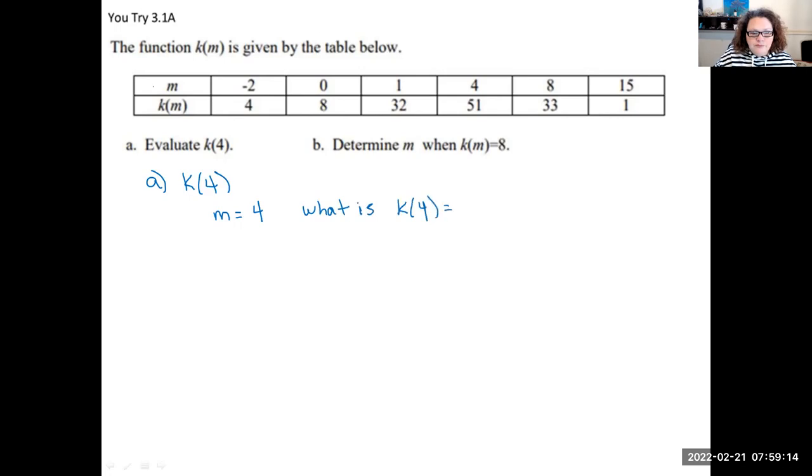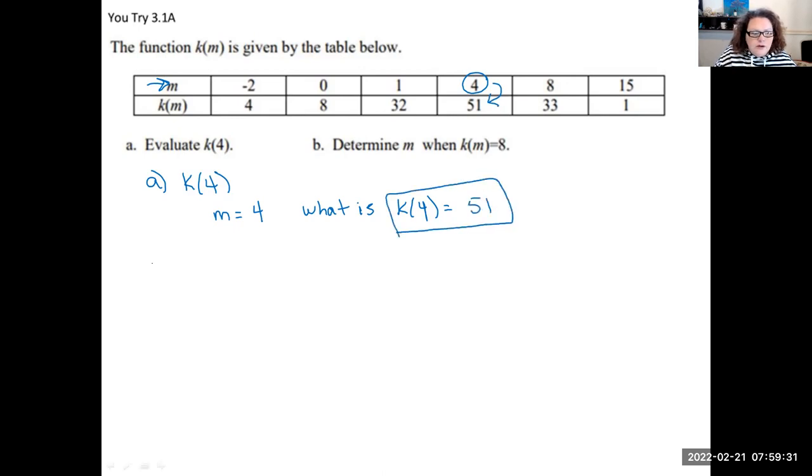Well, we're going to have to come up here where M is equal to 4. So M is equal to 4 here. What's the function when M is equal to 4? It's 51. So K of 4 is equal to 51.